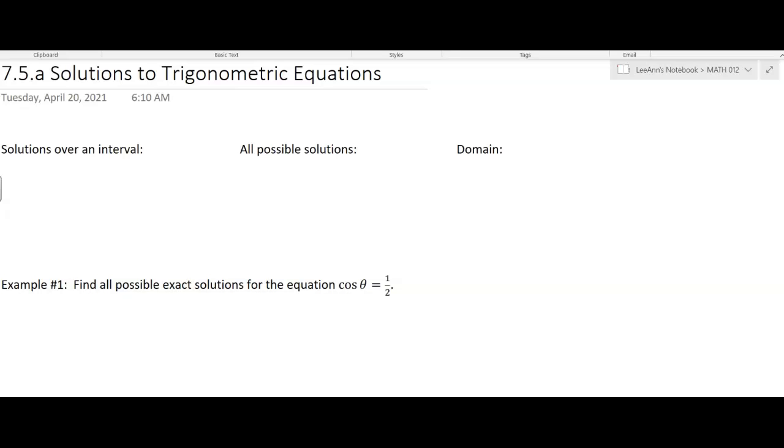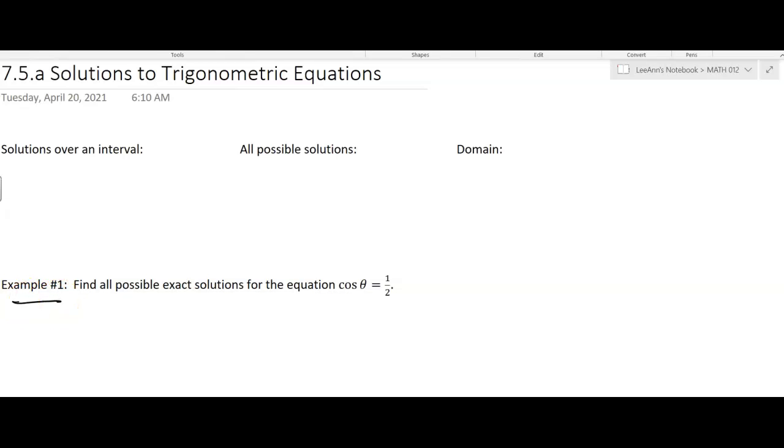Okay, so in 7.5 we are solving trigonometric equations, and there are a lot of examples because it seems like the only way to explain it is to show you an example, and they keep changing. All right, so we're going to look at this example 1. I will talk about the terms up at the top, but first I'm going to show you this example.